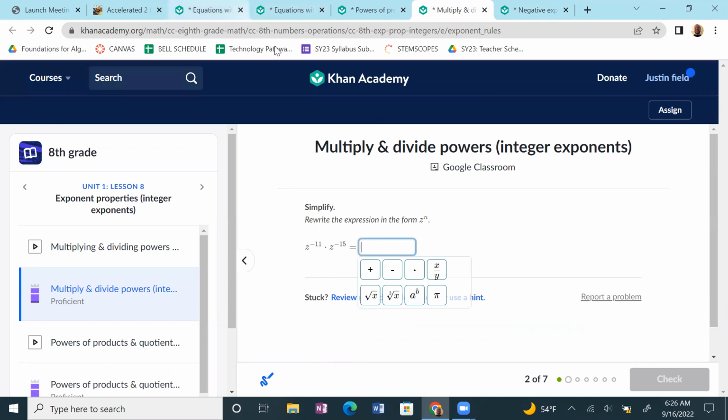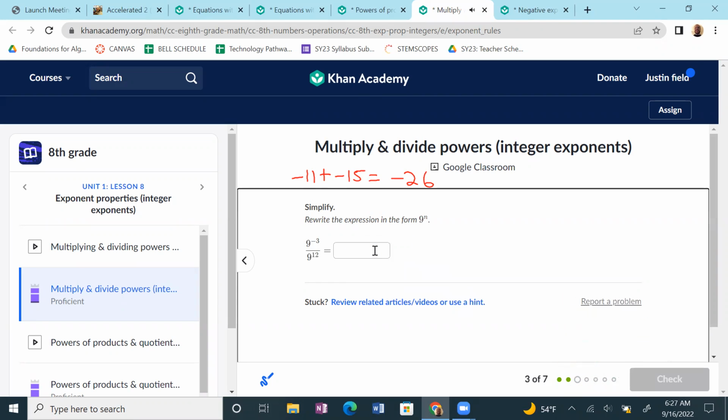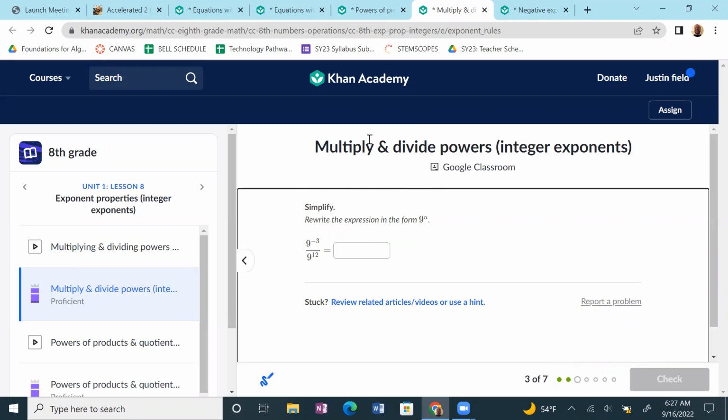All right, moving on. Then we can just use our exponent rules. So we know that when we have terms multiplied together that we add the exponents, right? So what is negative 11 plus negative 15? It's negative 26. So then we're going to write z to the negative 26. Fraction subtraction. So you just subtract the exponents. And I think that's all for now. So you could do that one.